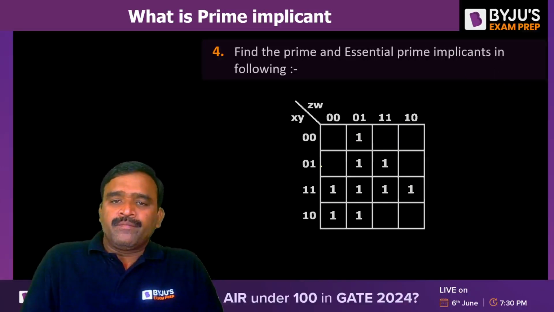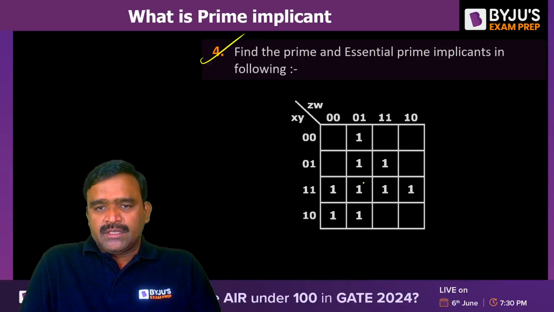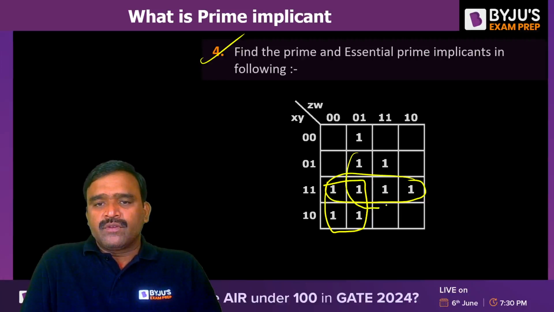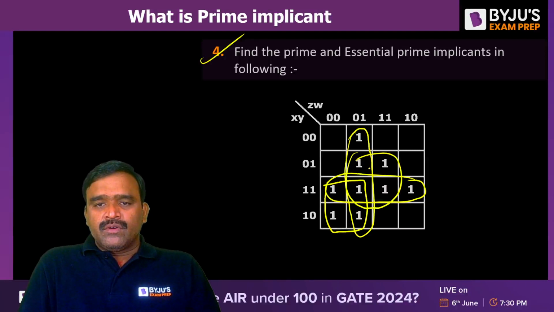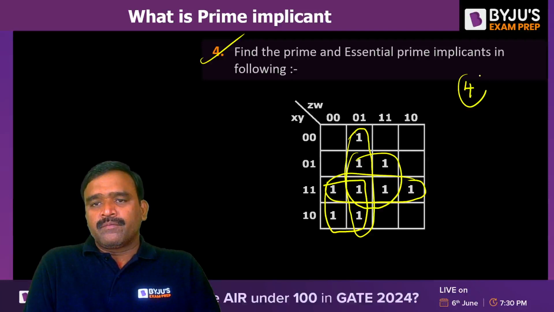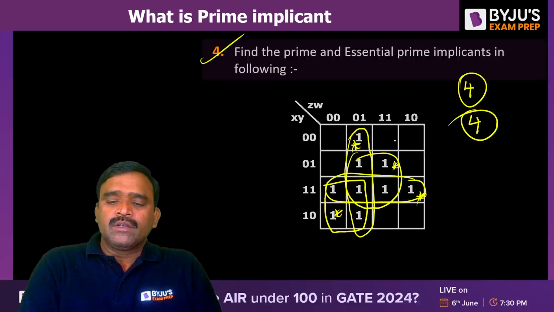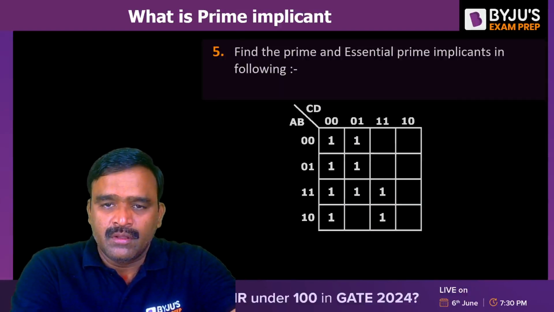Now coming to the fourth one. Here, just for practice, I have given more. These four we can consider, and these four we can consider as a prime implicant, and these four is a prime implicant, and these four is also a prime implicant. And already we have covered this 1, 2, 3, 4. So number of PIs are 4, and essential prime implicants: this one, this one, this one, and this one. All four are essential prime implicants. 4 prime implicants, 4 essential prime implicants. All of them are essential prime implicants.